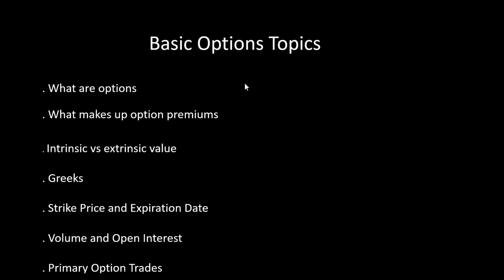All right, so these are the topics I'm going to go through for the options right now. What are options? What makes up option premiums? We're going to talk about intrinsic versus extrinsic value. This is pretty important. We're going to talk about Greeks. We've talked about one of them already, the delta. We're going to talk about strike price and expiration date. What's the best combination of those to use? Volume and open interest we've covered already, and then the primary option trades that we take in the room and on the alert service.